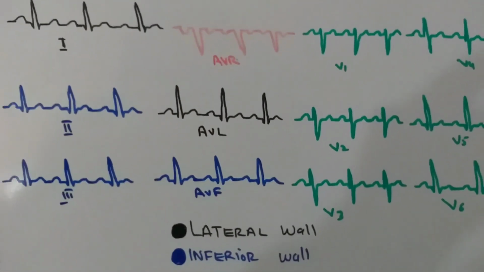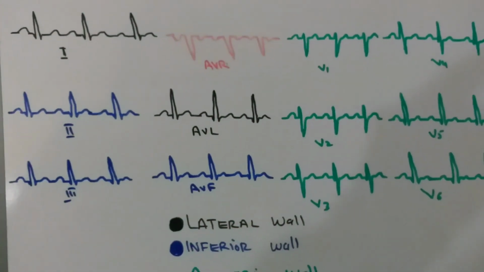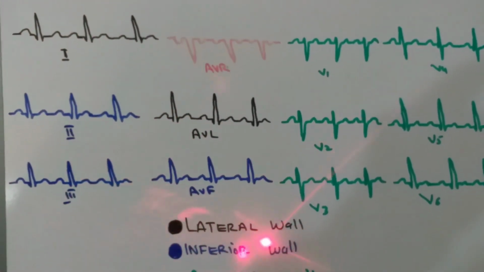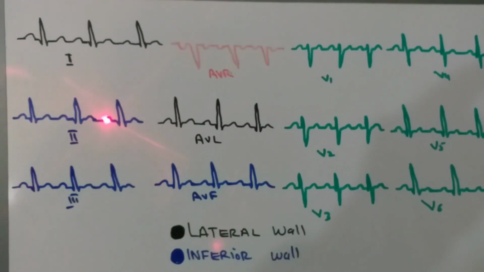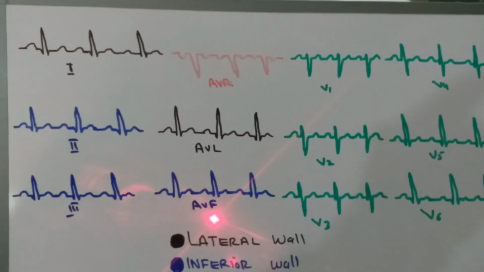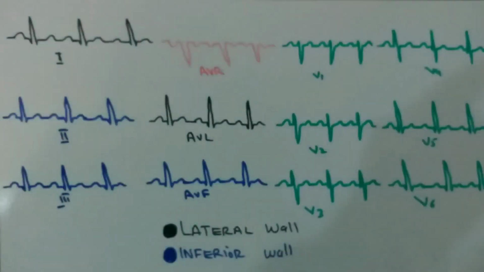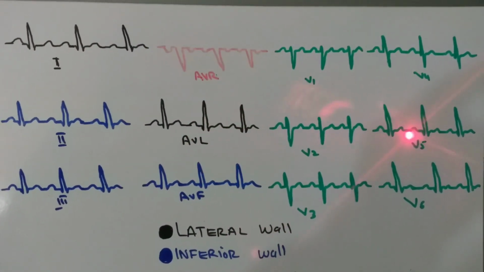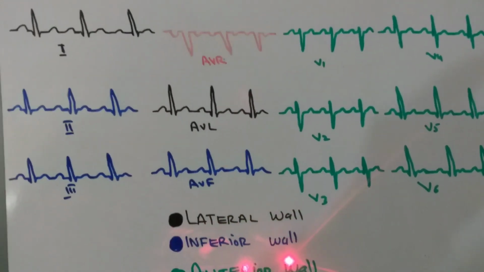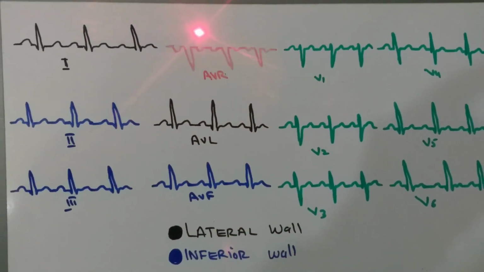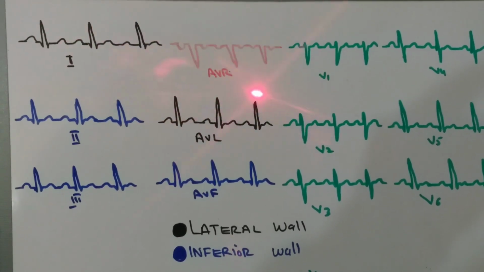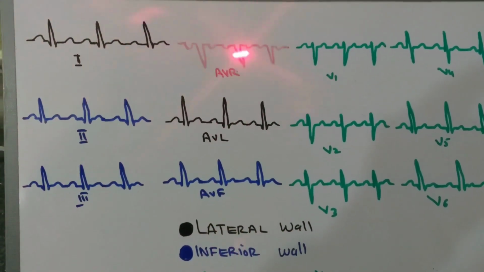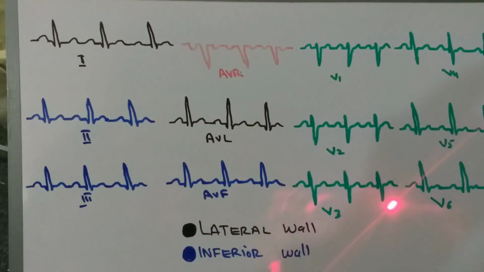Okay, now if we look at this scheme of ECG leads, here we see that in black, leads 1 and AVL represent the lateral wall. In blue, leads 2, 3 and AVF represent the inferior wall. And in green, leads V1, V2, V3, V4, V5 and V6 represent the anterior wall. AVR does not represent any wall. These 6 are the limb leads, and these 6 in green are chest leads.